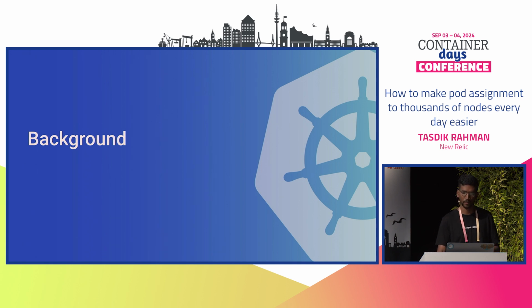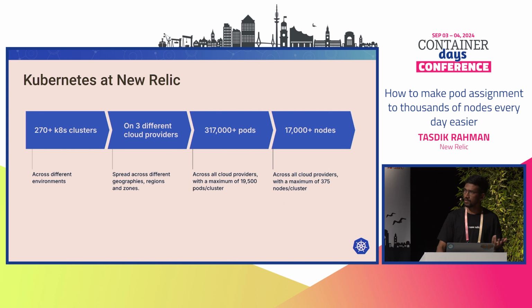do things. And moving on, a little bit of background of Kubernetes at New Relic. At New Relic, we love Kubernetes and have adopted it widely for a lot of our compute requirements. We currently roughly have 270 plus Kubernetes clusters across different environments, and it's spread across different cloud providers, geographies, regions, and zones.